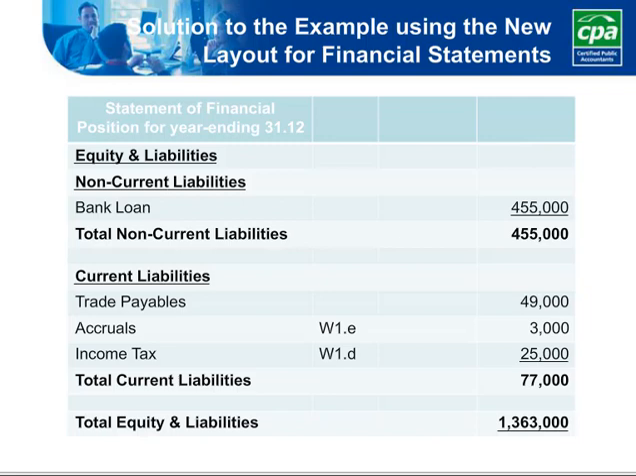To finish off the statement of financial position, we have to get the total of equity and liabilities, so we add our equity figure there, which was 831,000, to the total non-current liabilities figure of 455,000, to the total of the current liabilities 77,000, and therefore the total equity and liabilities figure becomes 1,363,000. This ensures if we revert back up to our total assets that the two figures are exactly the same, and therefore our statement of financial position is now correct and balanced.